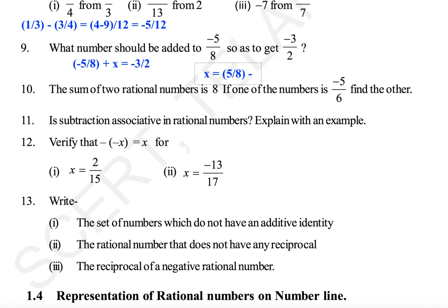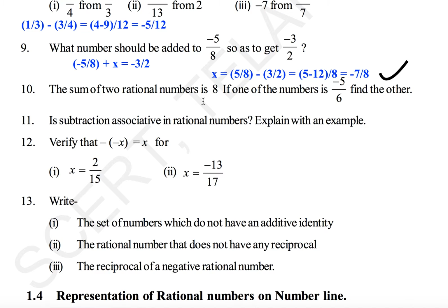So that becomes 5 by 8 minus 3 by 2. What is LCM? LCM is 8. So this will be 5, and 2 4s are 8, so 3 4s are 12. Here you will get minus 7 by 8. If you add minus 7 by 8, 12 by 8, you will get minus 3 by 2. Is that answer valid? Yes. I just verified it. It's correct.